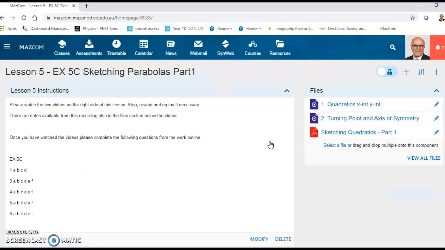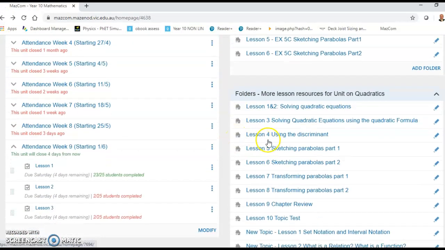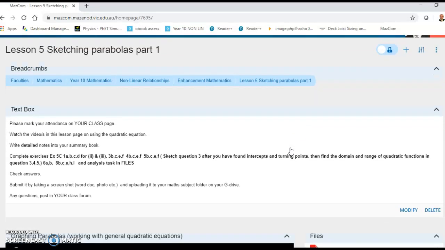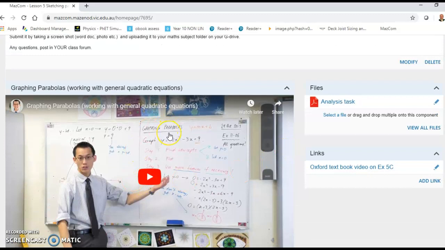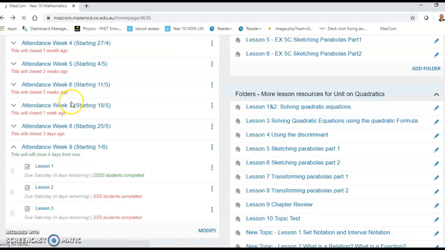So let's go to lesson 5. You've got two videos looking at the x and y intercept, the turning point, and axis of symmetry, and then do these exercises. If you're still not too sure about how to do that, don't forget you can always go to these further ones. There's sketching parabolas part 1 and 2, and I think you'll find in there that they have videos from good old Eddie Wong. So you can always use those.